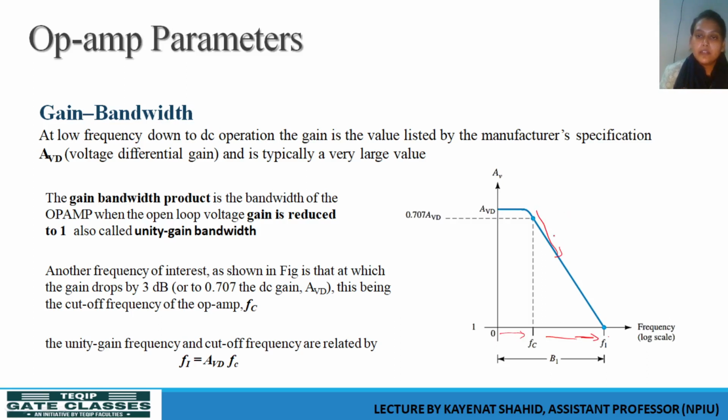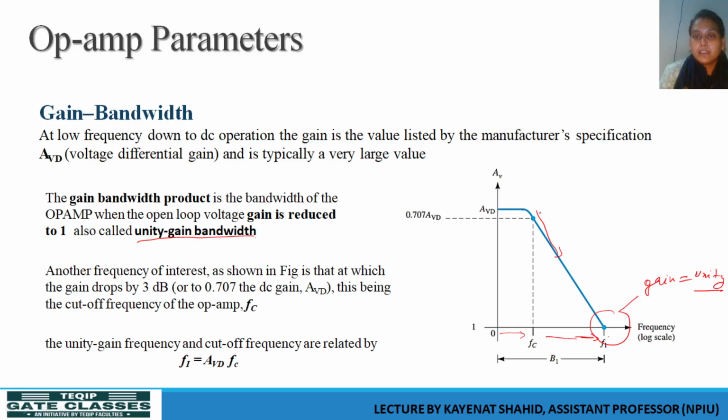The gain bandwidth product shows at what frequency the gain of the amplifier becomes unity. The frequency at which the gain becomes unity is called the unity gain bandwidth. The bandwidth at which the gain of the operational amplifier becomes unity is called unity gain bandwidth, and it is also called the gain bandwidth product.